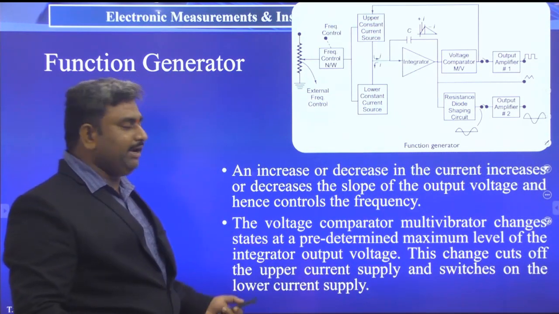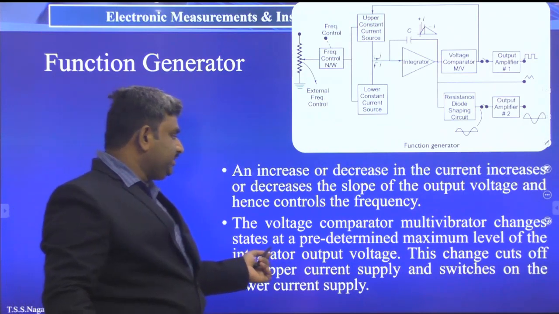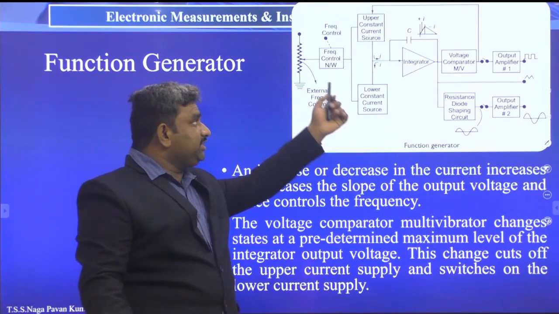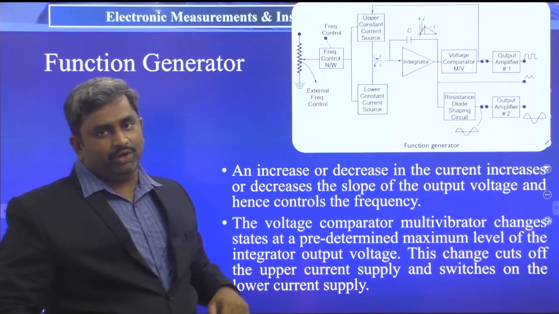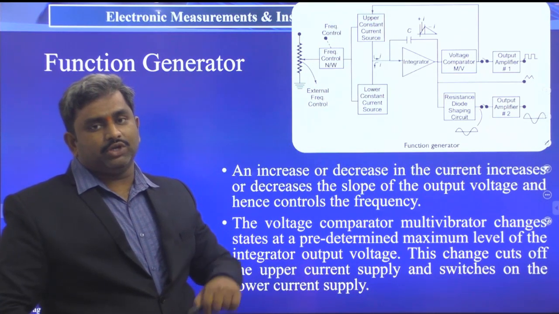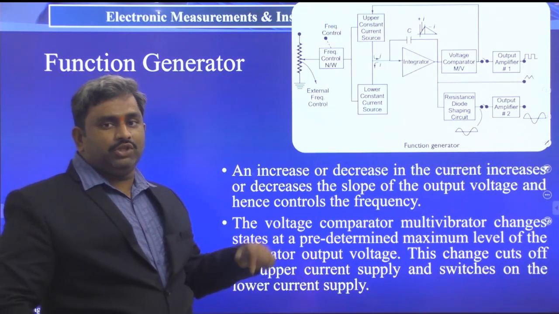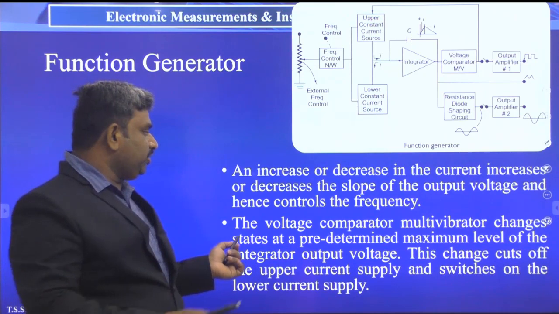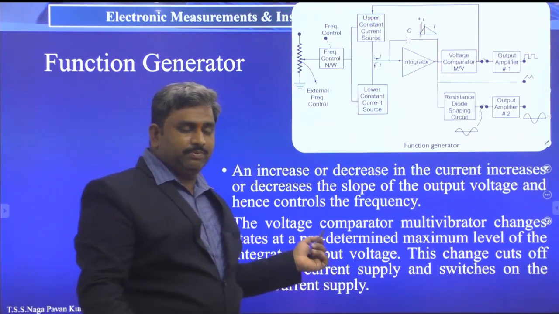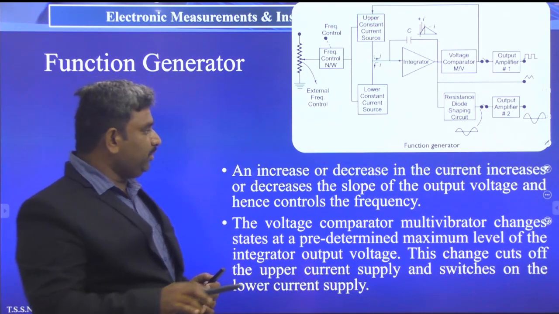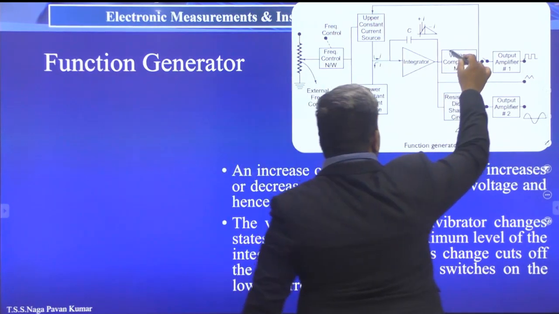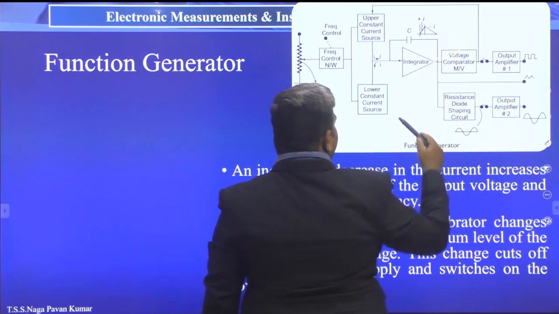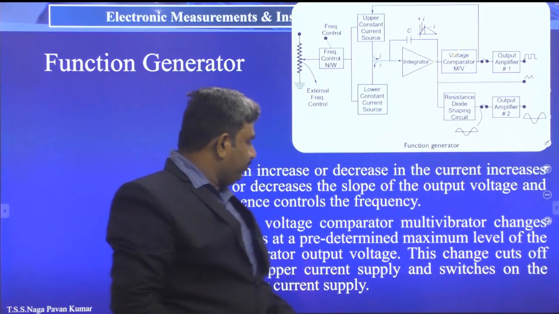The voltage comparator multivibrator changes states at a predetermined maximum level of the integrator output voltage. The states of the upper constant current source to lower constant current source, or lower constant current source to upper constant current source, these two will change based on the voltage comparator of this multivibrator. That is, actually this voltage comparator here we are using as a multivibrator. This multivibrator will collect the integrator output and send it to the output amplifier.